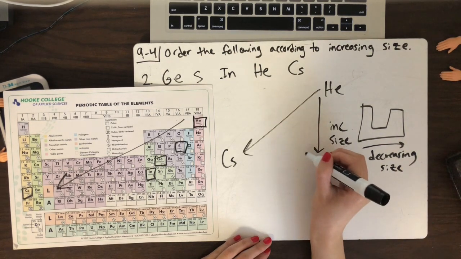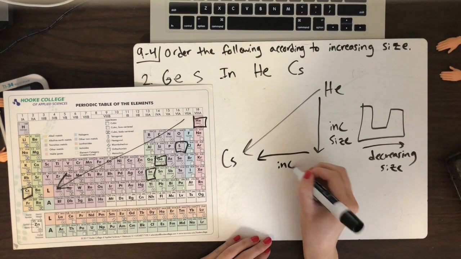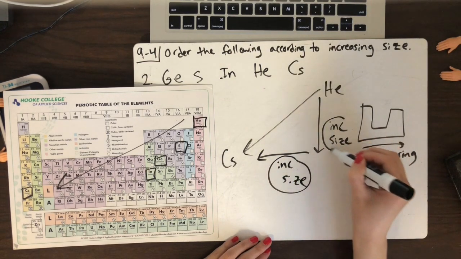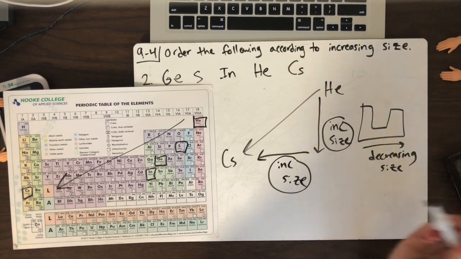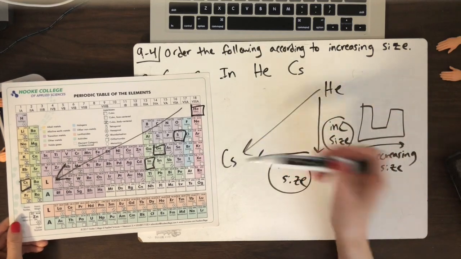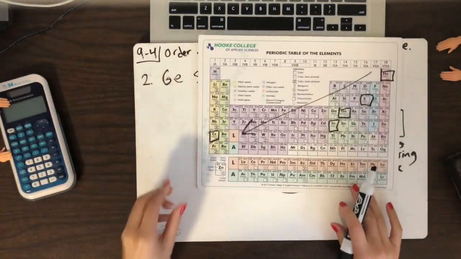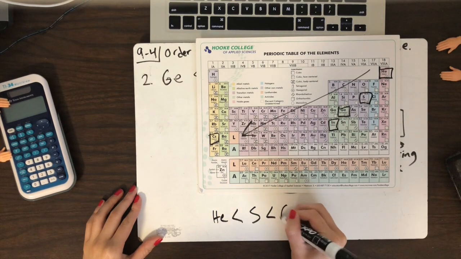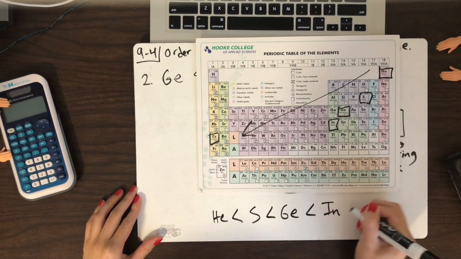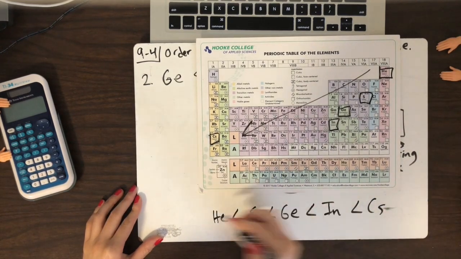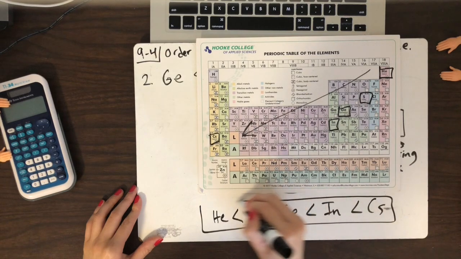So if you go to the left, that's increasing size. On this diagonal line, whichever way you look at it, it's going to be increasing size going down the diagonal from He to Cs. To put it in order, He is the smallest, then just follow the diagonal, and Cs is going to be the largest.